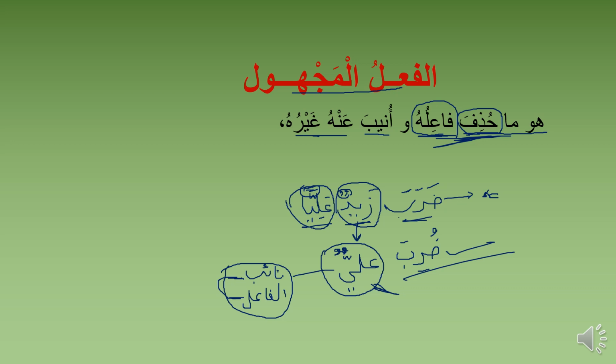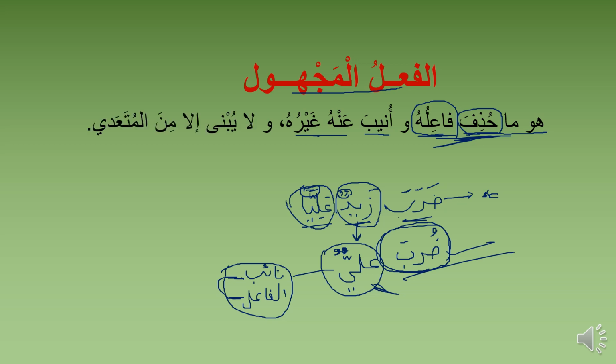So here now we say duriba Aliyun. Duriba Aliyun means what? It means Ali was beaten. So the subject, the person who beat Ali, is not mentioned. Therefore, this verb in essence is what we are treating. We are talking about this verb itself. It's called what? It's called fi'lun majhul. Fi'lun majhul, the passive verb.